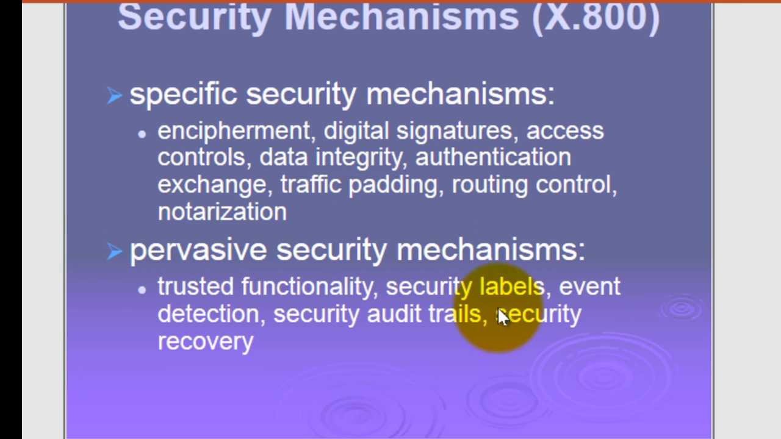And pervasive security mechanisms do not follow any protocol. They are like trusted functionalities, like a third party arbiter, security labels, providing security labels to your documents, event detection, and security audit trails. You also do some audit trails on your security, to check whether your organization is providing sufficient security or not. Security recovery: if any damage happens, how far you are recovering your system. All these mechanisms come under the pervasive security mechanisms.